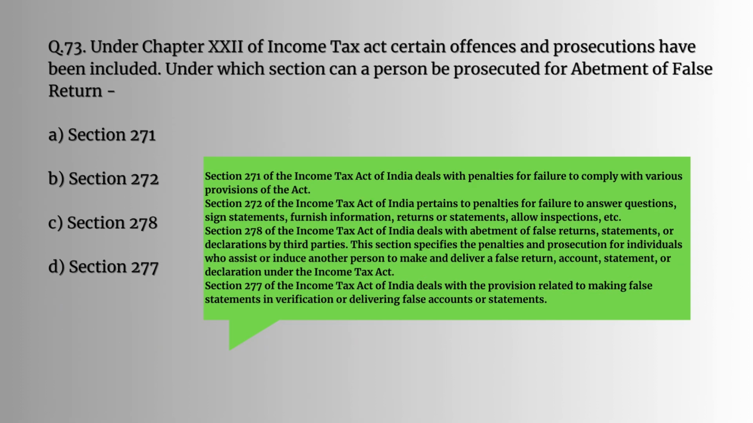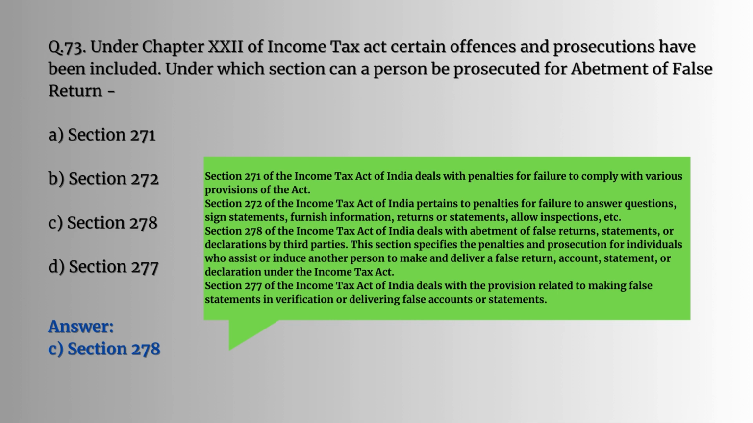Question number 73. Under Chapter 22 of Income Tax Act, certain offences and prosecutions have been included. Under which section can a person be prosecuted for abatement of false return? So let's see the sections. Section 271 deals with penalties for failure to comply with various provisions of the Act. Section 272 pertains to penalties for failure to answer questions, sign statements, furnish information, return or statements, allow inspections, etc.